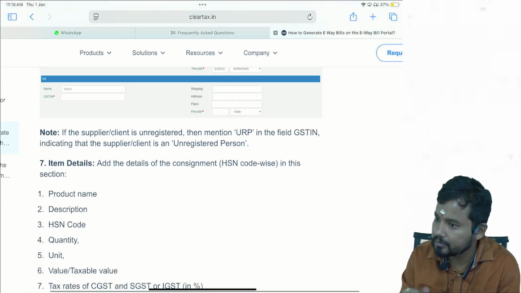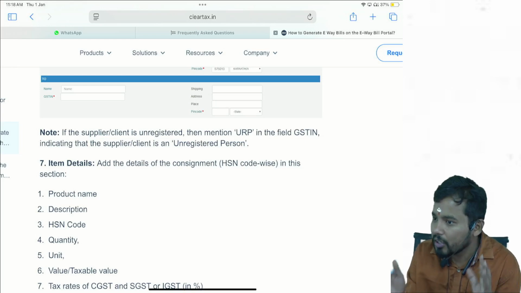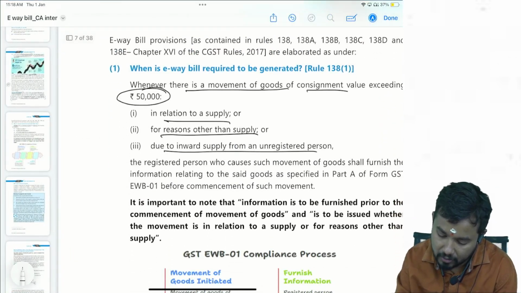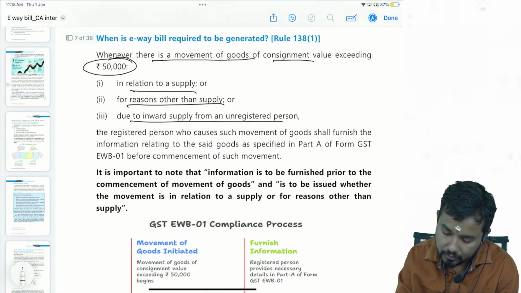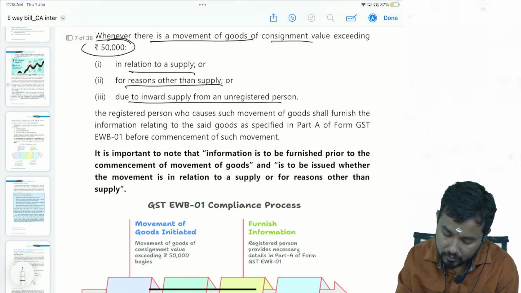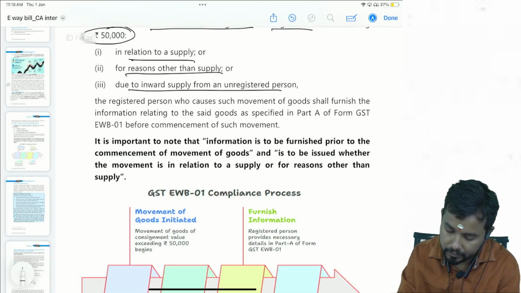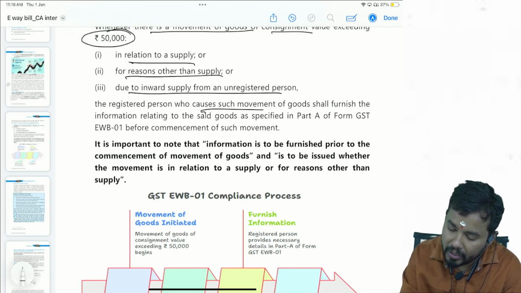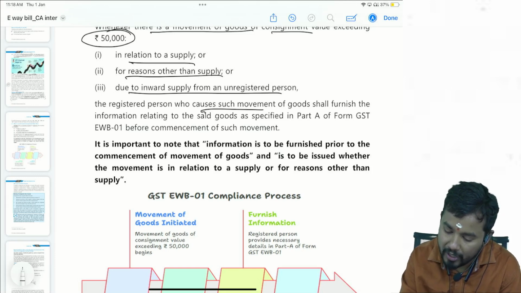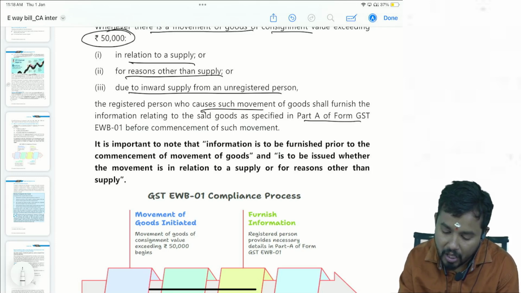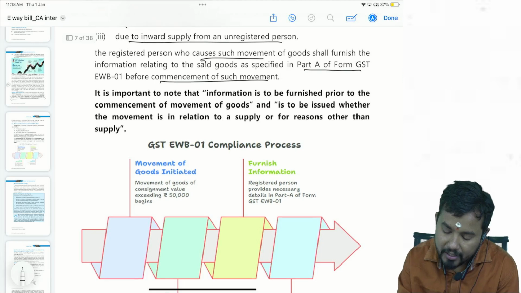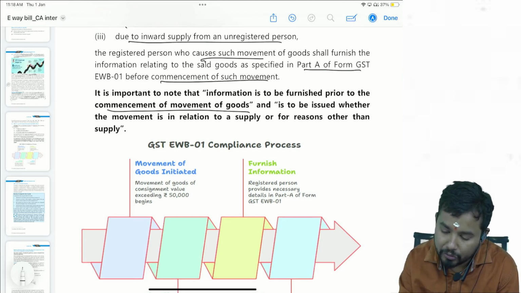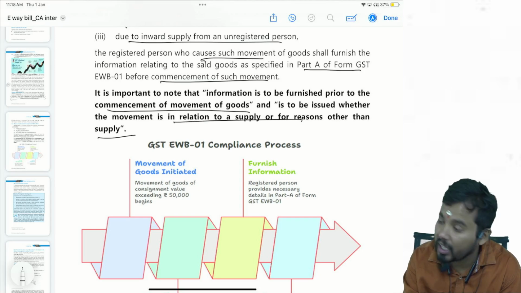can we proceed? Now we will go to the conceptual aspects. Now you got some rough idea about the e-way bill, and you will get more clarity when we discuss all these concepts in the class also. The registered person who causes such movement of goods shall furnish the information relating to the said goods as specified in Part A of Form GST EWB-01 before commencement of such movement. It is important to note that information is to be furnished prior to the commencement of movement of goods, and it is to be issued whether the movement is in relation to a supply or for other than supply.